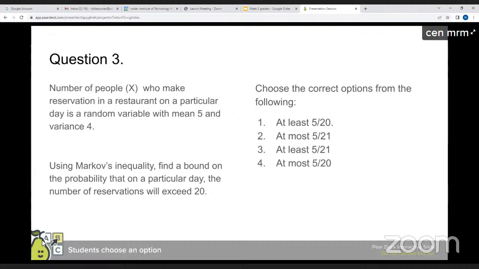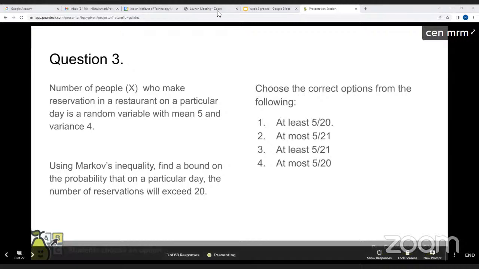Now you have to use Markov's inequality to find a bound on the probability that on any particular day, the number of reservations will exceed 20. I assumed it is quite easy because you just have to use the Markov inequality here. Okay, so we will look at the solution by 6:55. Till then, just try it.